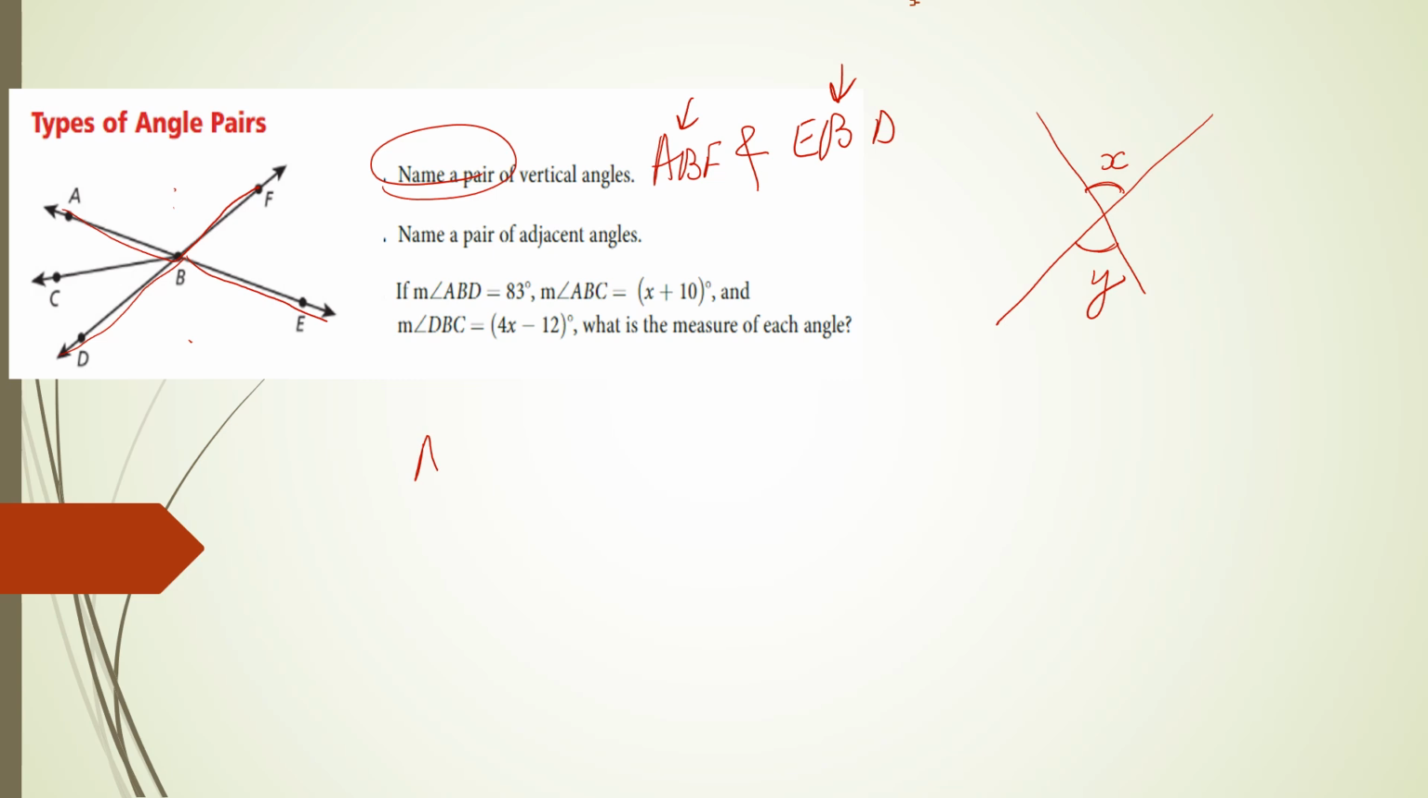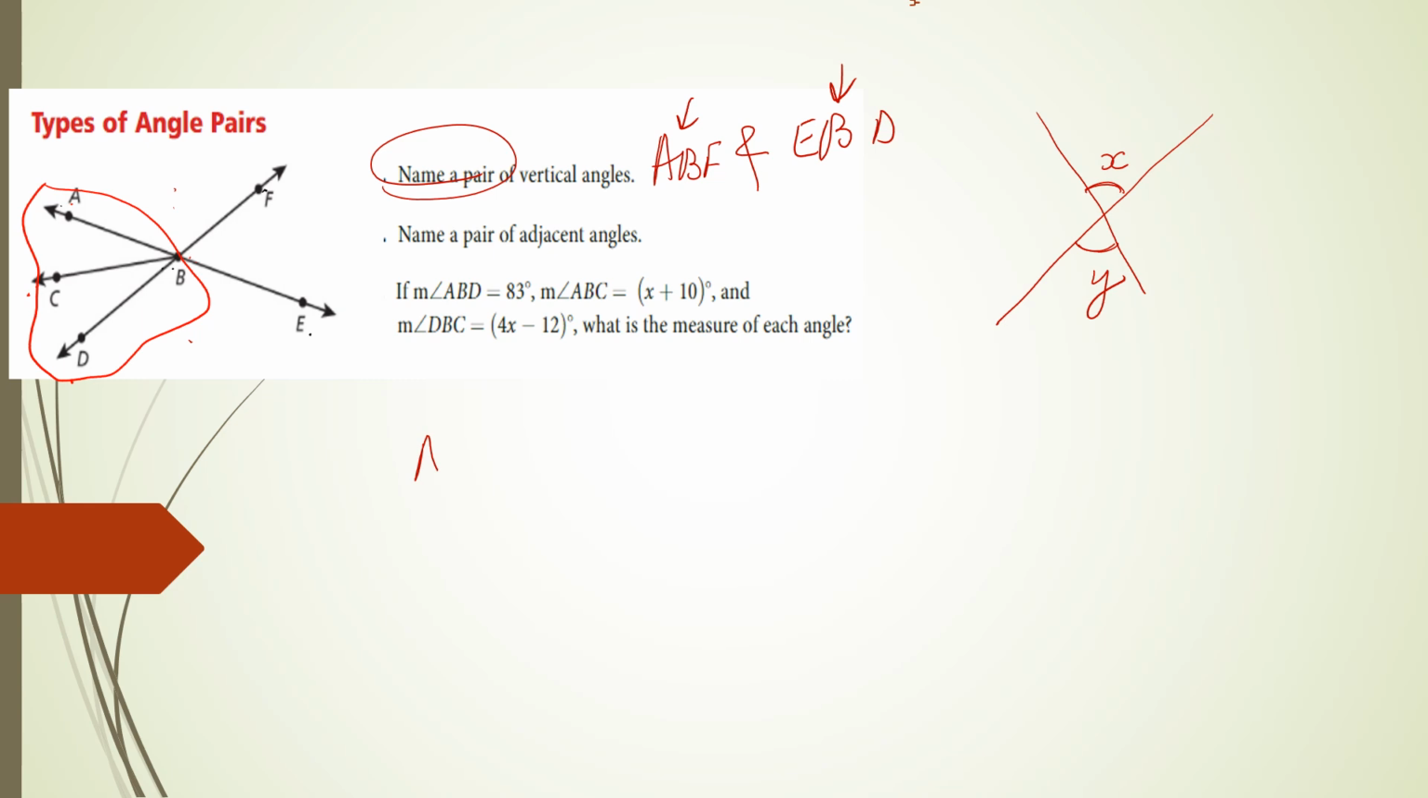Name a pair of adjacent angles. The adjacent angles are the ones beside each other. So you can see that if I want to make these two angles, ABF and FBE, they are adjacent angles. I can also say that these two angles are adjacent to each other, like here, because they share the common vertex. ABC and CBD are also adjacent angles.